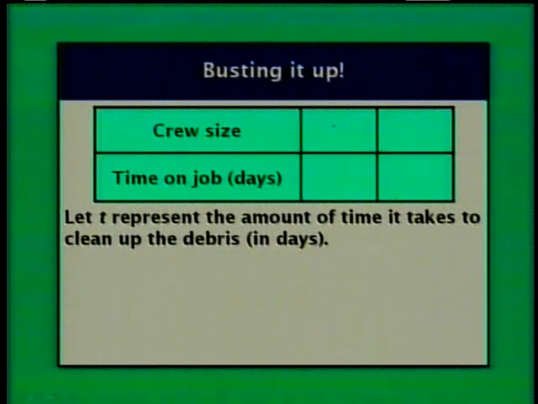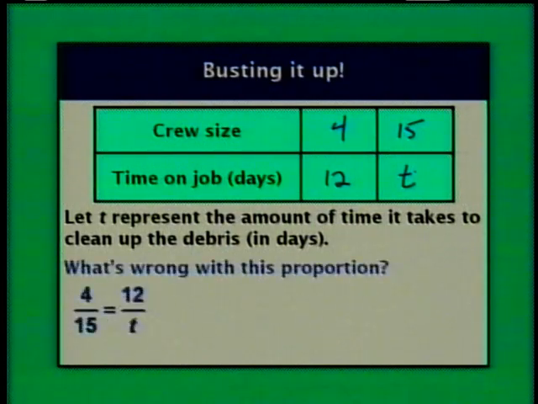So we were told that a crew of 4 takes 12 days, and we want to know how long it's going to take a crew of 15. What we've been doing in previous examples is writing proportions using our tables. But here something different is going on, so we have to be a bit careful. For example, what's wrong with this proportion? We said before that the amount of time that it will take 15 people to do the job, that's t, should be less than the amount of time it takes for 4 people. So in this situation, the denominator will be less than the numerator, which isn't going to work with this proportion.